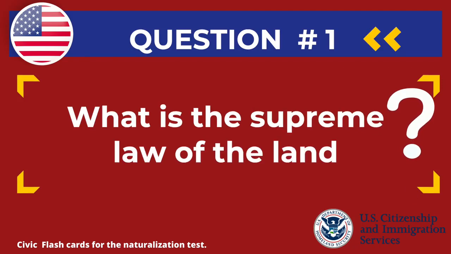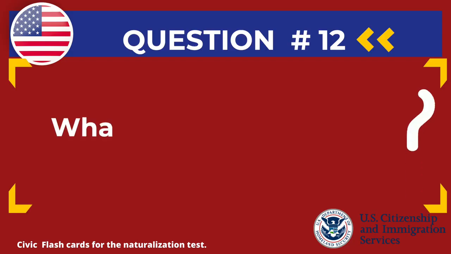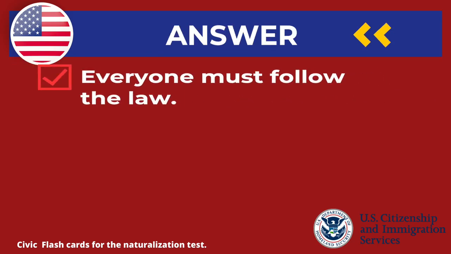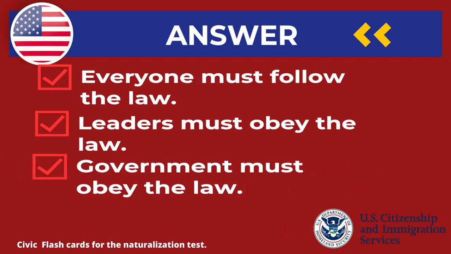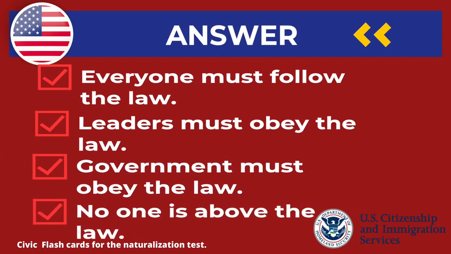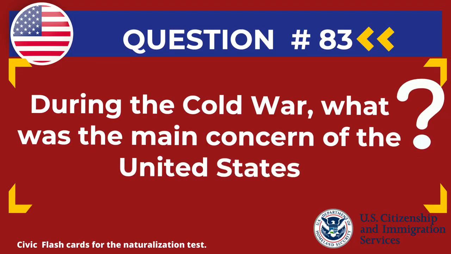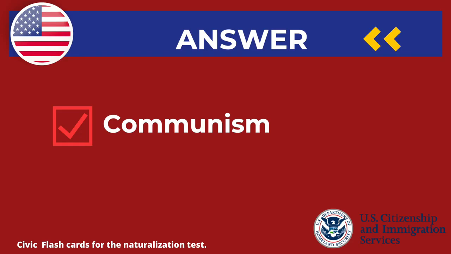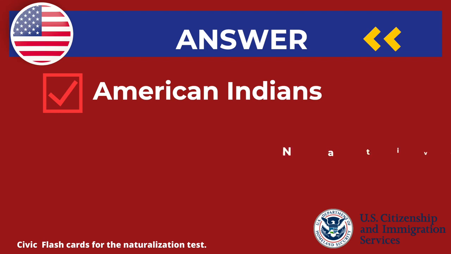What is the supreme law of the land? The Constitution. What is the rule of law? Everyone must follow the law. Leaders must obey the law. Government must obey the law. No one is above the law. During the Cold War, what was the main concern of the United States? Communism. Who lived in America before the Europeans arrived? American Indians. Native Americans.